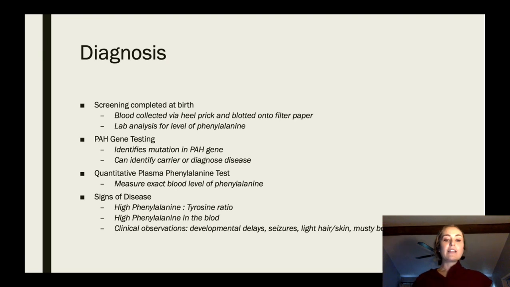A quantitative plasma phenylalanine test measures the exact amount of phenylalanine in the blood, and again, a high level of phenylalanine suggests PKU because phenylalanine normally would convert into tyrosine. Signs: high phenylalanine to tyrosine ratio, of course, high phenylalanine in the blood, and then, of course, clinical observations such as developmental delays, seizures, growth retardation, possibly light hair and skin, and then that musty odor in the urine or on the breath.